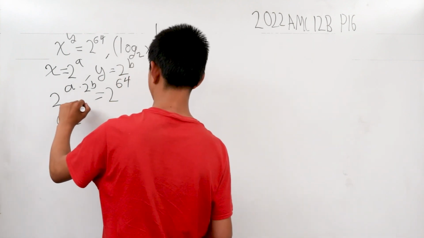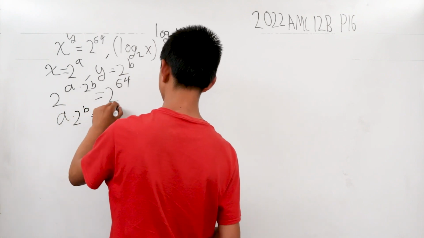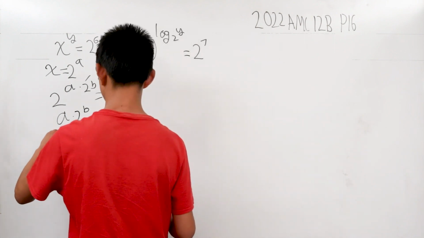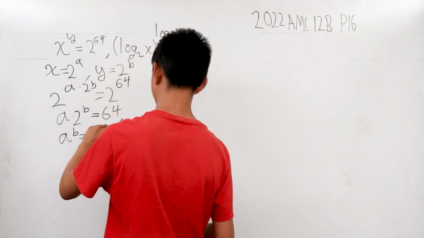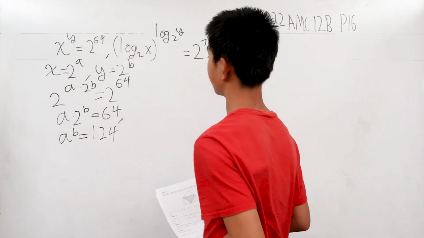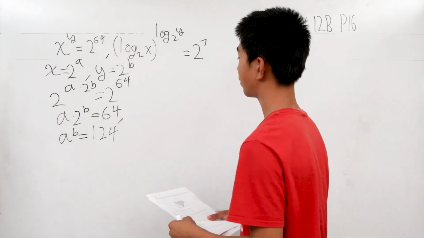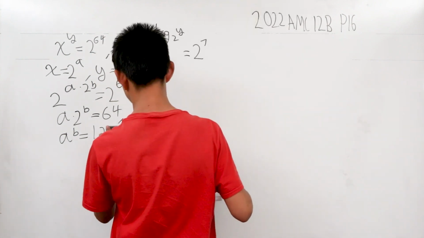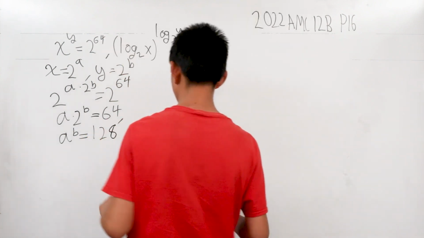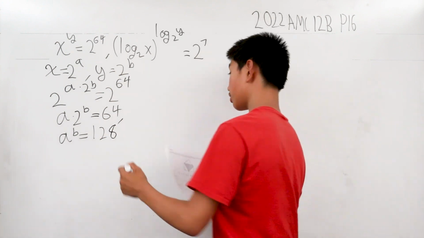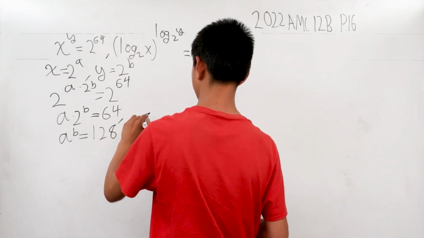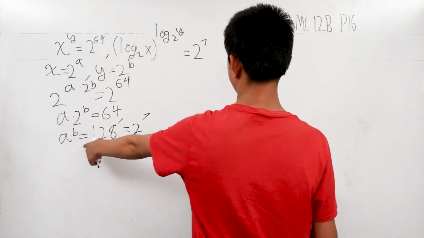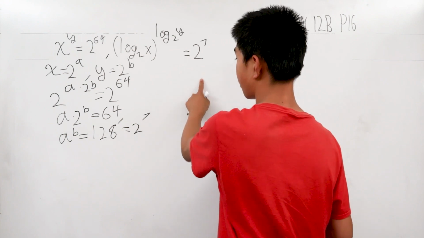a times 2 to the power of b is 64. Solving for a to the power of b, we get that this is, in fact, 124. We just simply move this over by dividing by 2 to the power of b on both sides. 128, I got mixed up. And you know what 128 is? 2 to the power of 7. So we know that a to the power of b is 2 to the power of 7.